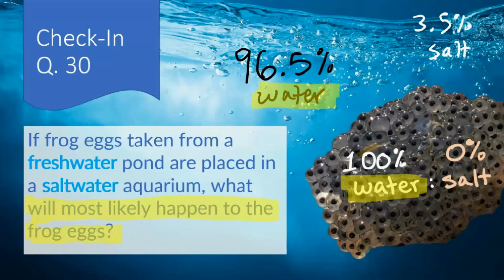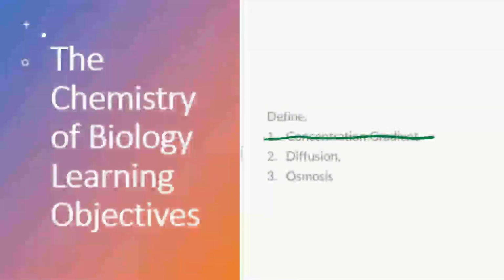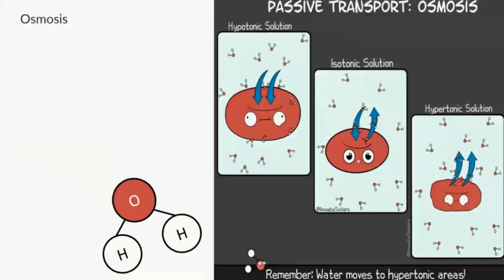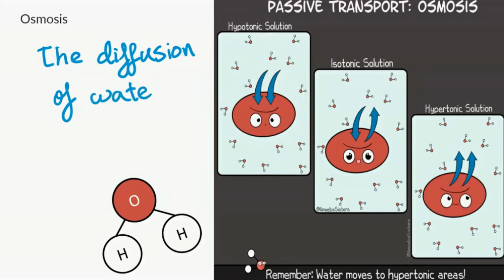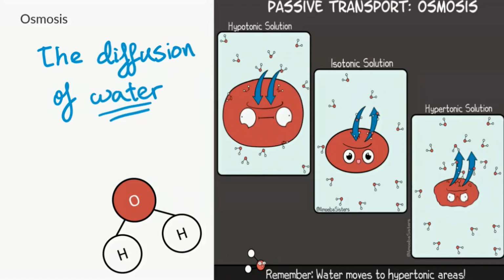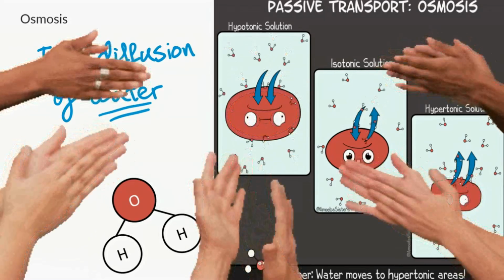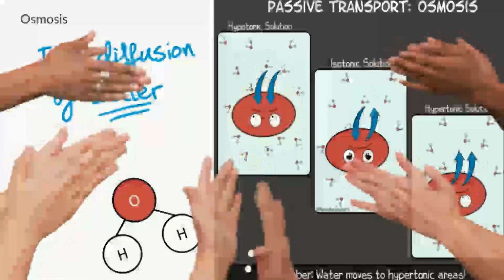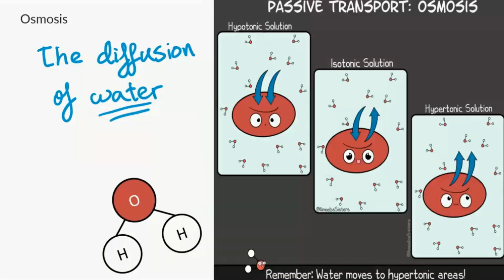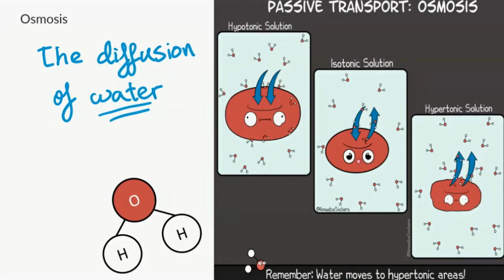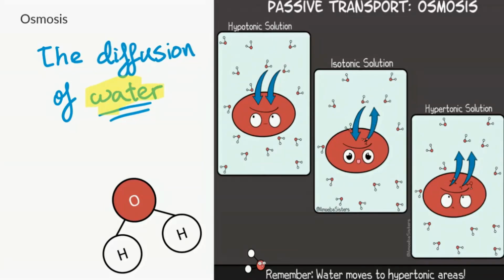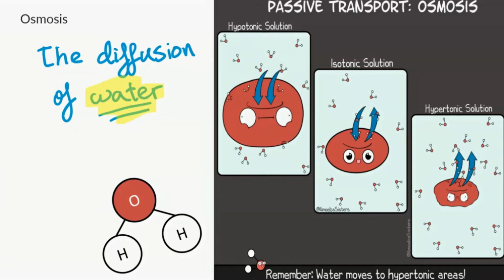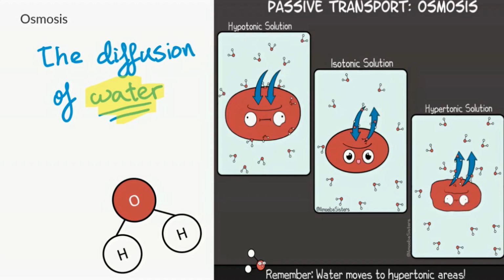This actually ties in perfectly with our final topic here, which is osmosis. Osmosis is just the diffusion of water. So if you understand diffusion, then congratulations! That means you also understand osmosis. They mean the exact same thing. The only difference is that the term osmosis refers to the movement of water specifically, while diffusion refers to the movement of any particle, not just water.